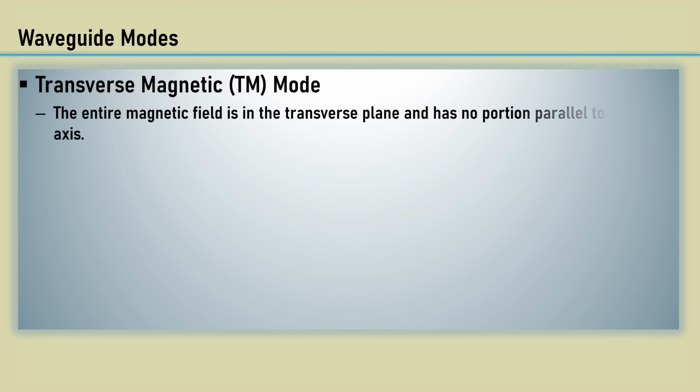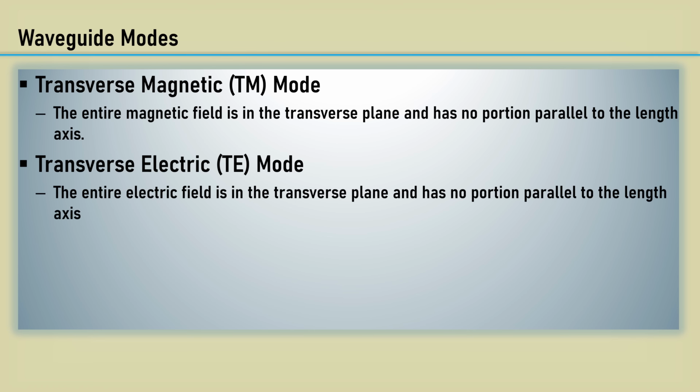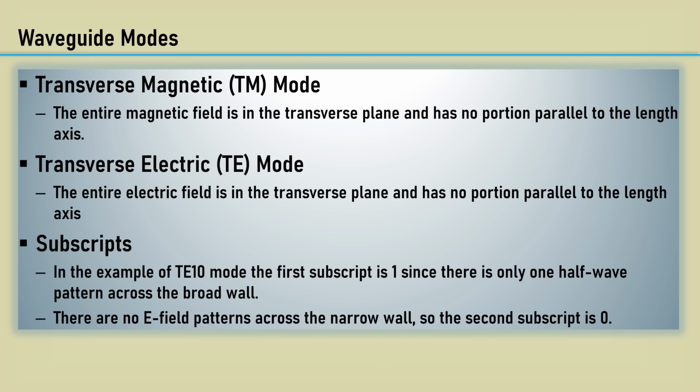In the transverse magnetic mode, the entire magnetic field is in the transverse plane and has no portion parallel to the length axis. In the transverse electric mode, the entire electric field is in the transverse plane and has no portion parallel to the length axis. This two-letter designation has a subscript. In the example of TE10 mode, the first subscript is 1 since there is only one half-wavelength pattern across the broad wall. There are no E-field patterns across the narrow wall, so the second subscript is 0.